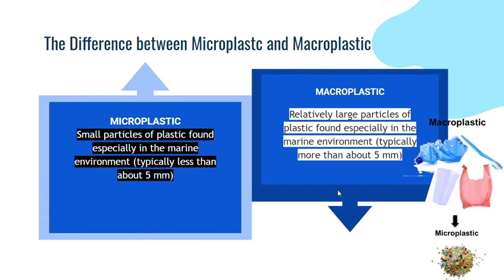I mentioned that there are microplastic and macroplastic. The difference between the two is that microplastic is a small particle, less than 5 millimeters, and macroplastic is bigger, more than 5 millimeters. So you can see in this picture.